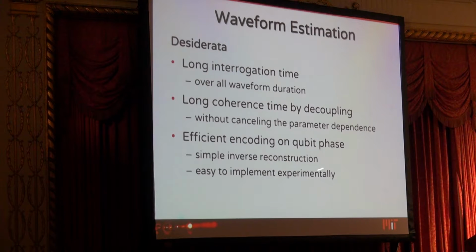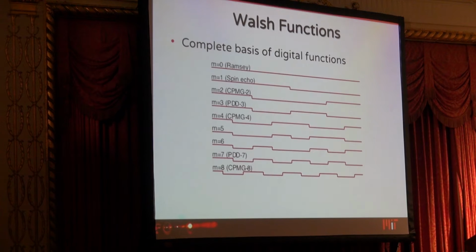So we wanted to be able to apply some type of decoupling without canceling out the signal that we were trying to measure. And at the same time, just for simplicity, we wanted to have some efficient encoding of this time dependence on the phase, which is what we are actually measuring, and also being able to implement it experimentally in our lab. So what we came up with was to use a complete basis onto which we sort of project out this time dependence of the magnetic field.